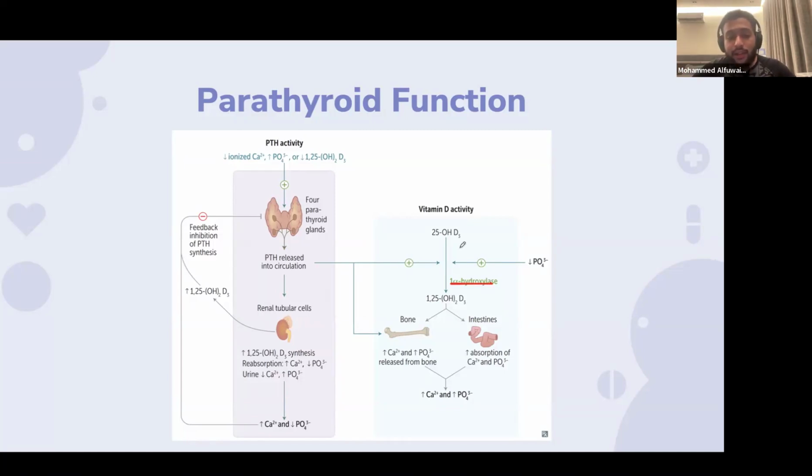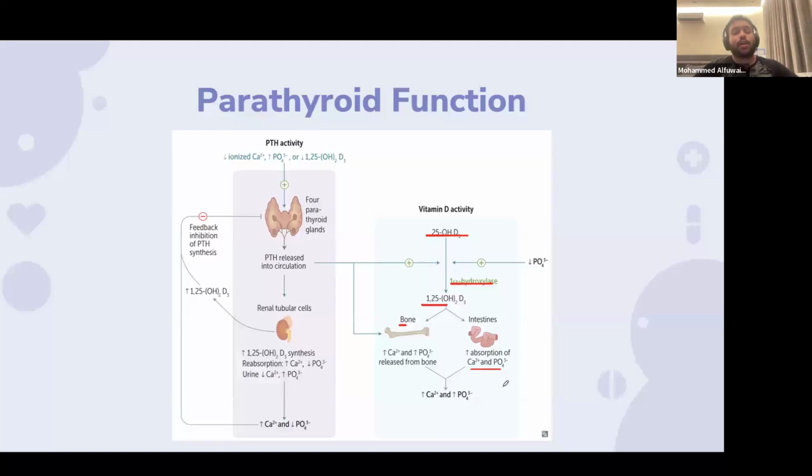How about indirect? It's through vitamin D. Once it gets activated to 1,25-dihydroxycholecalciferol, which is the activated vitamin D, this activated vitamin D will go to two organs, bone for the same effect as PTH, and the intestines. In the intestines, it increases the absorption of calcium and phosphate.